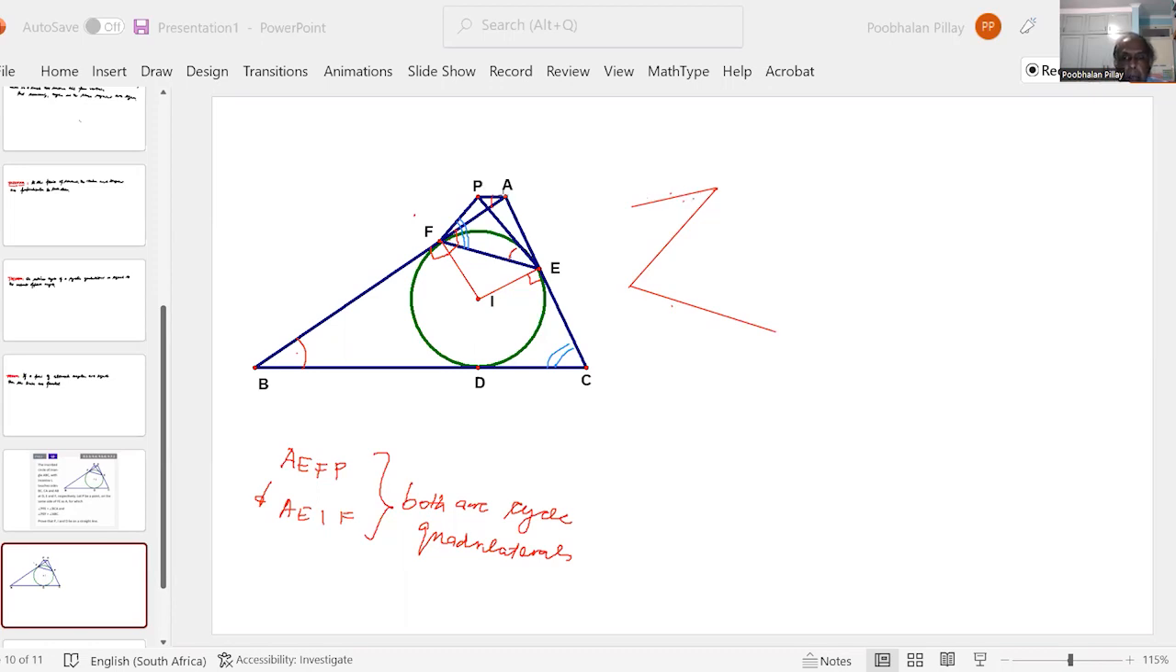So the long or the short of the story is that that line there, let's put a red there, that line is parallel to this. The topmost line is parallel to this. Okay. Now, if you join I and D, that's also 90 degrees, because this is a tangent here. So you know that this angle here is 90 degrees.